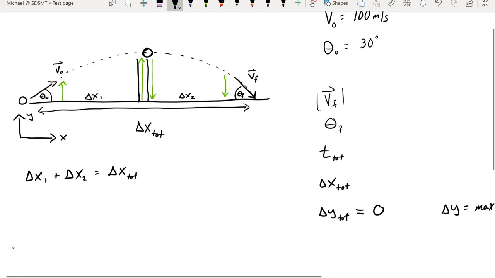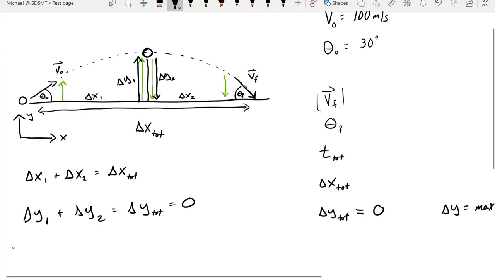The maximum height, well, that's going to equal the total displacement in the y direction for that first segment of the flight. But then the payload will have to fall back down the exact same amount, just in a different direction, because we know that the total y displacement will have to be 0.